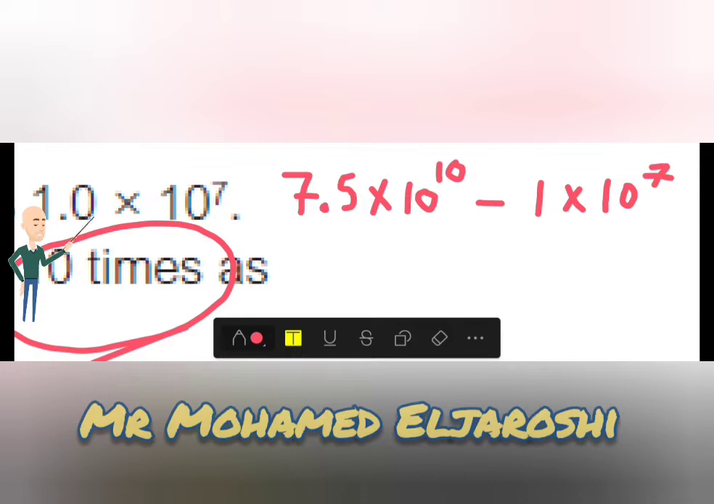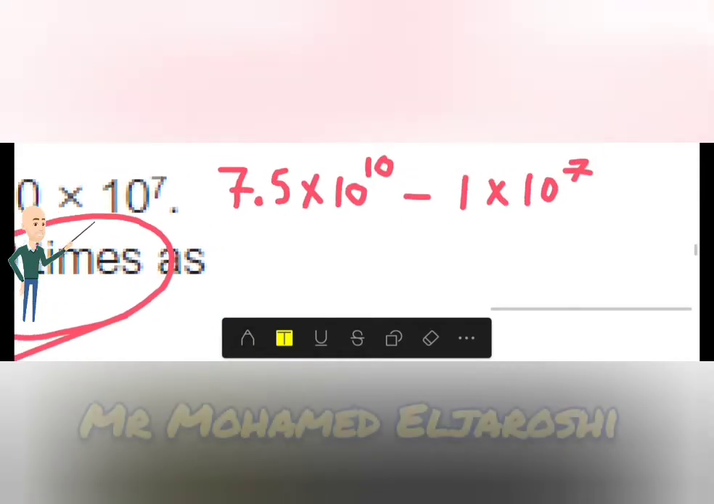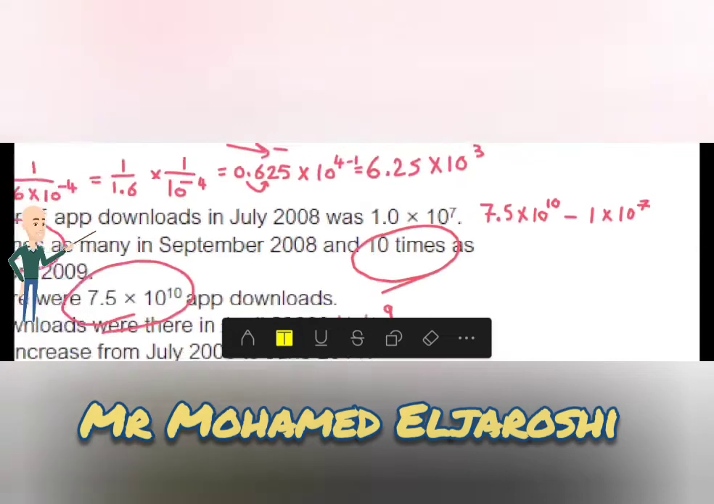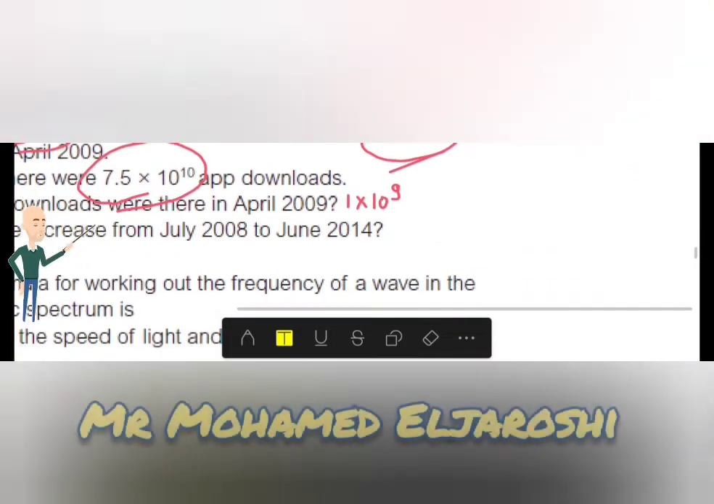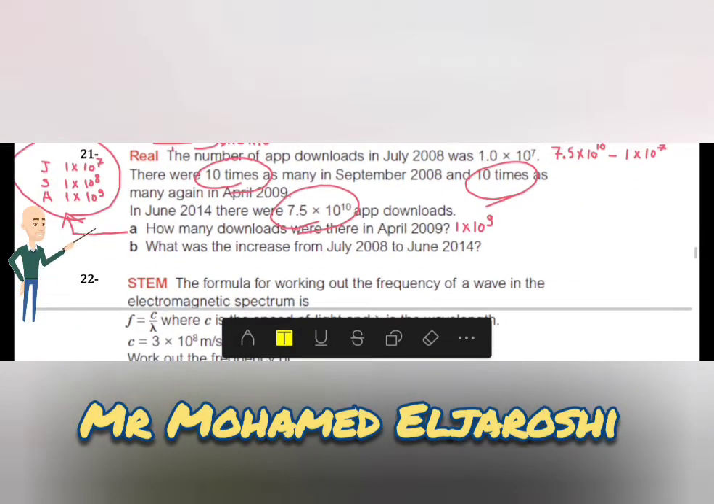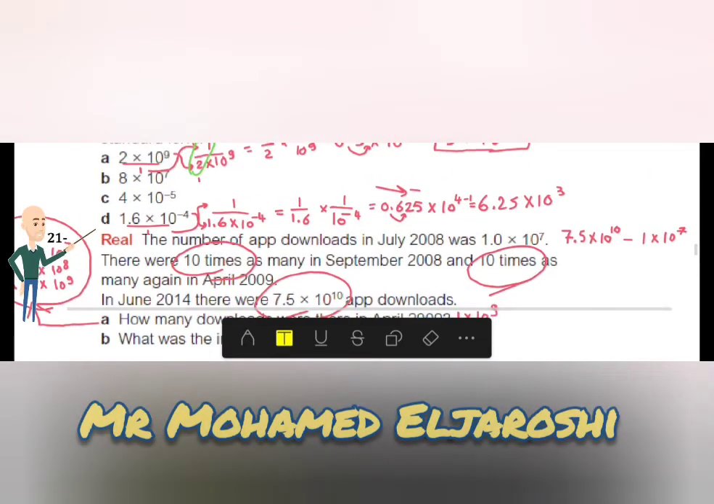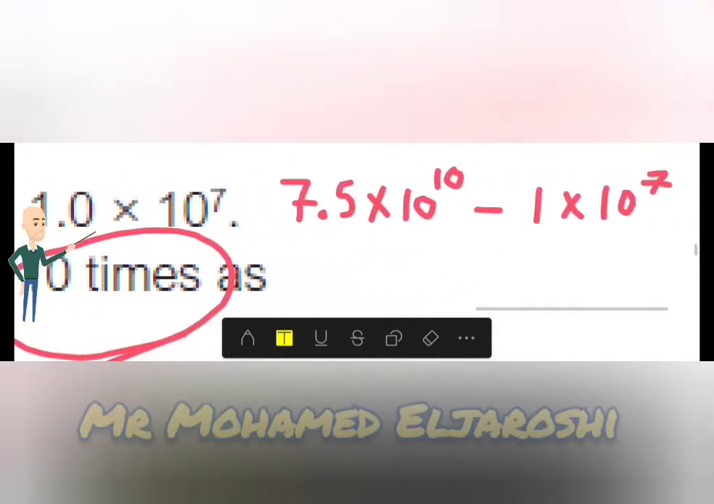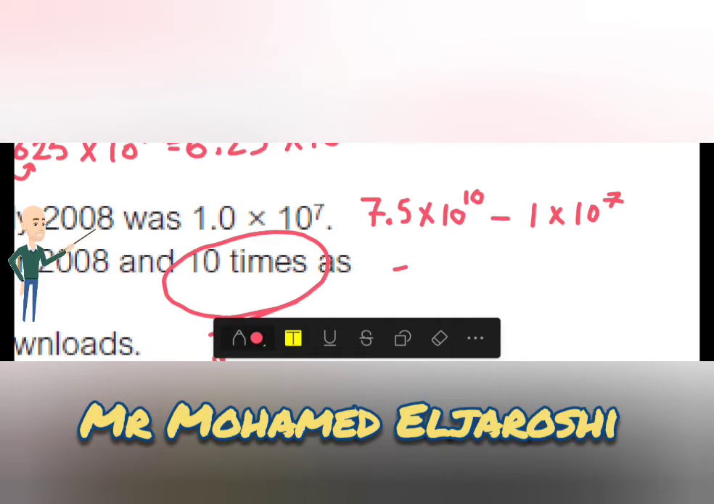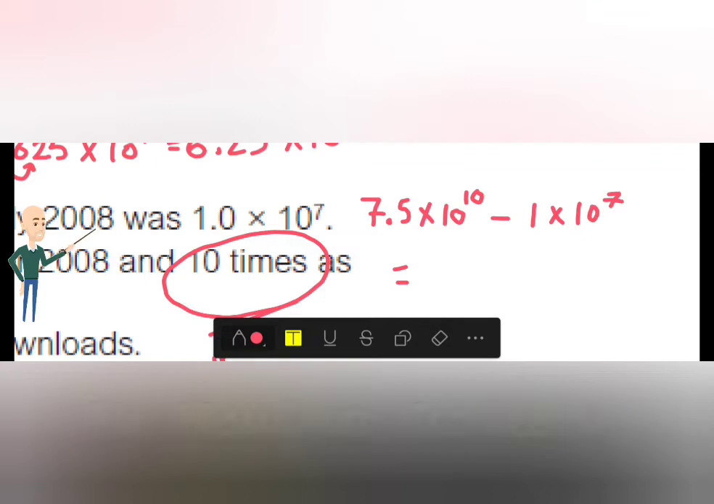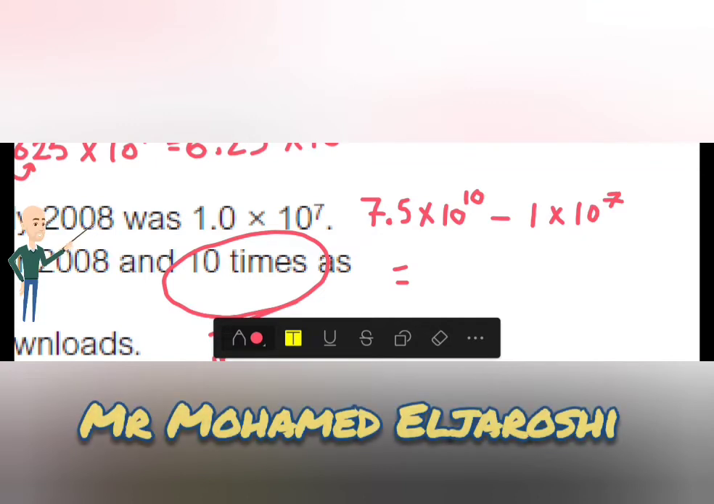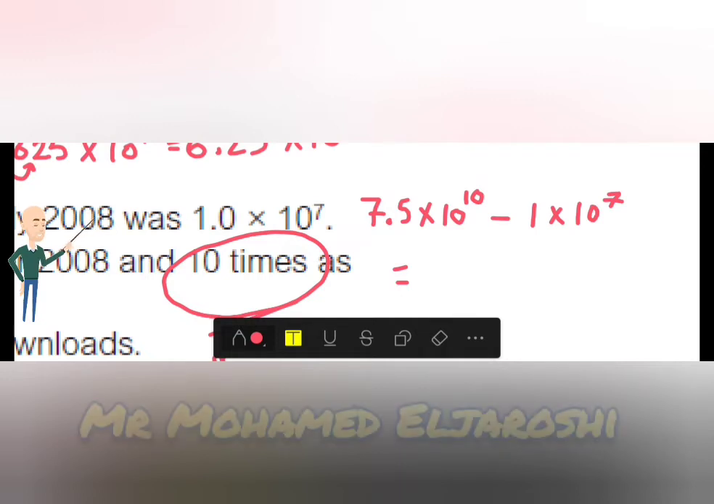Now you can use the calculator to answer this question. Put the whole numbers in the calculator and it will give you the answer. Now they don't want the answer in standard form, they just want the difference between them. So we come here, we use the calculator to answer this, and then we write the answer here. Now let's write it together. 7.5 times 10 power of 10 minus 1 times 10 power of 7.